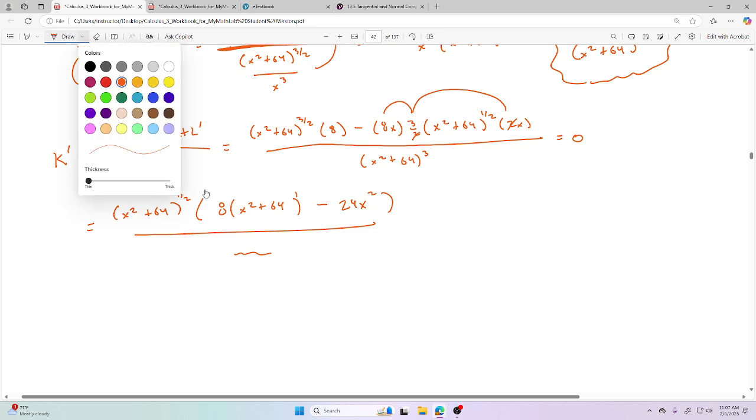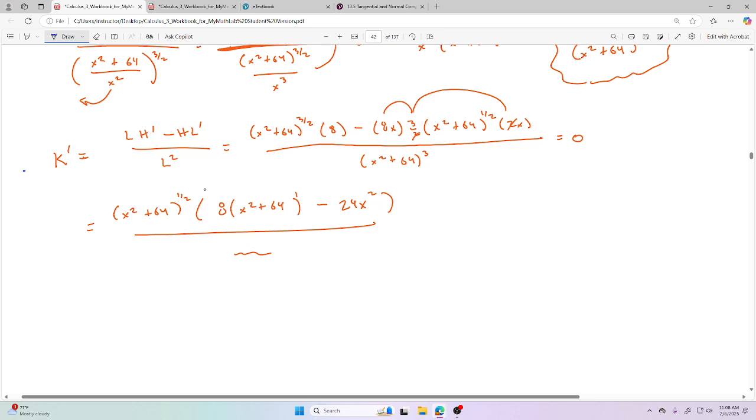I'm going to use a different color now. This orange is eating at my eyes. Distribute. I don't really care about this guy. I don't care about this guy. Let's just focus on this stuff here. So I shouldn't say equals at this point. I should probably put an arrow or something because I'm doing bad math. 8 times 64. Okay, hold up. I got it. 128, 256, 512.